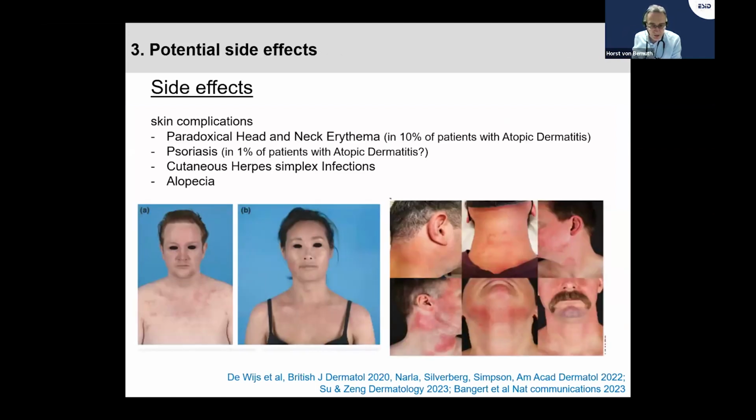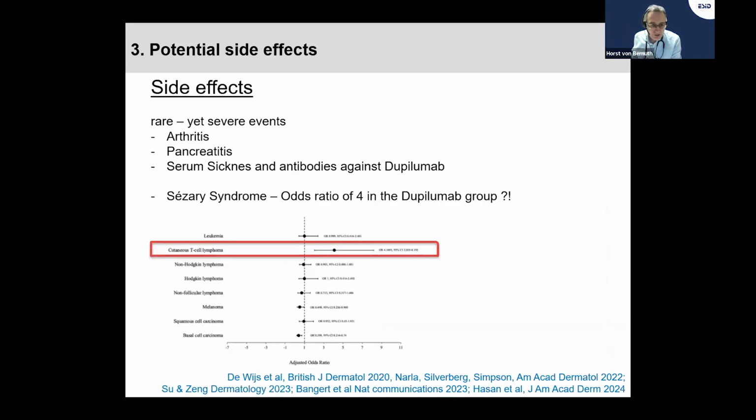Side effects I did not observe myself, but that are described in the literature, are the paradoxical head and neck erythema, which is a kind of shift in the skin presentation. Some patients with atopic dermatitis, not with hyper IgE syndrome, are described to present with psoriasis, and alopecia and cutaneous herpes simplex infections are also mentioned. I haven't observed them. The potential severe side effects are arthritis, pancreatitis, serum sickness, and antibodies against dupilumab.